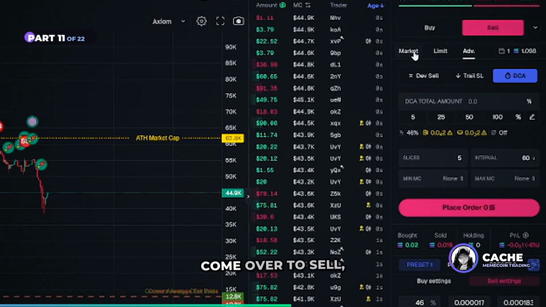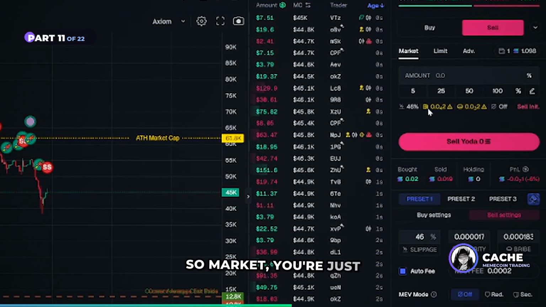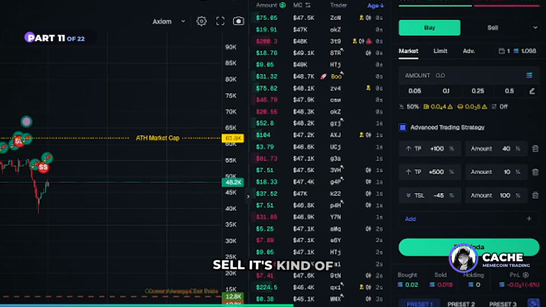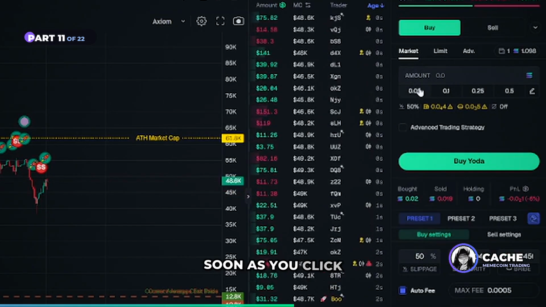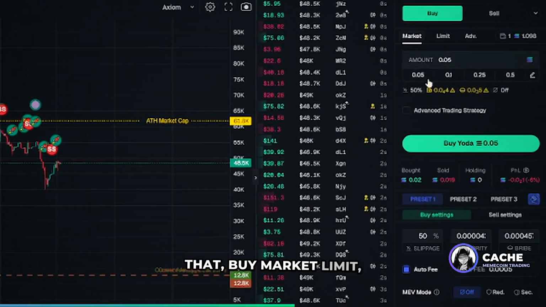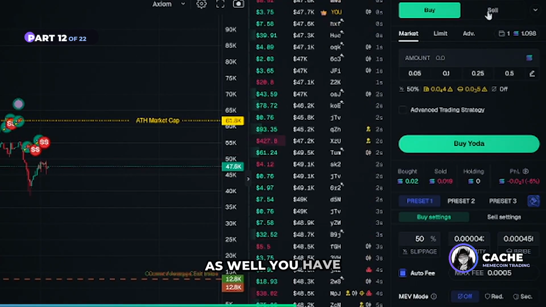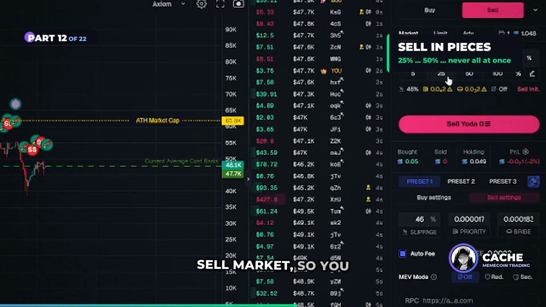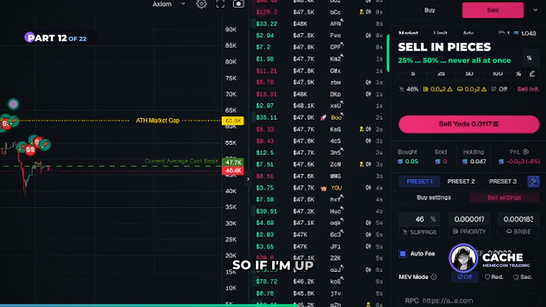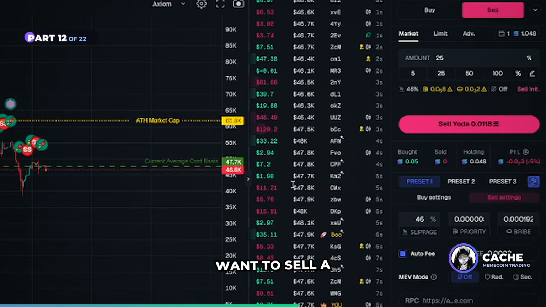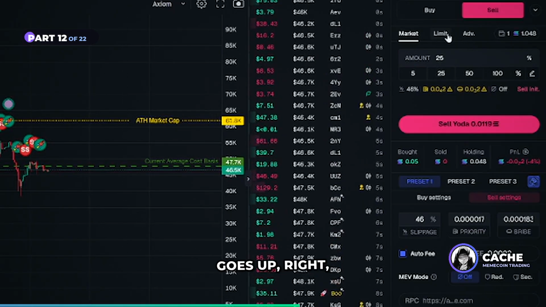As well, you can come over to sell. So market, you're just buying it as soon as you click this. Or for buy and sell, it's kind of the same thing. As soon as you click this, so let's do that. Buy market limit means you're just buying it at that price. As well, you have sell market, so you can sell 25%. So if I'm up a lot on a coin, I don't want to sell it all at once, right? I want to sell a little bit as it goes up, right?